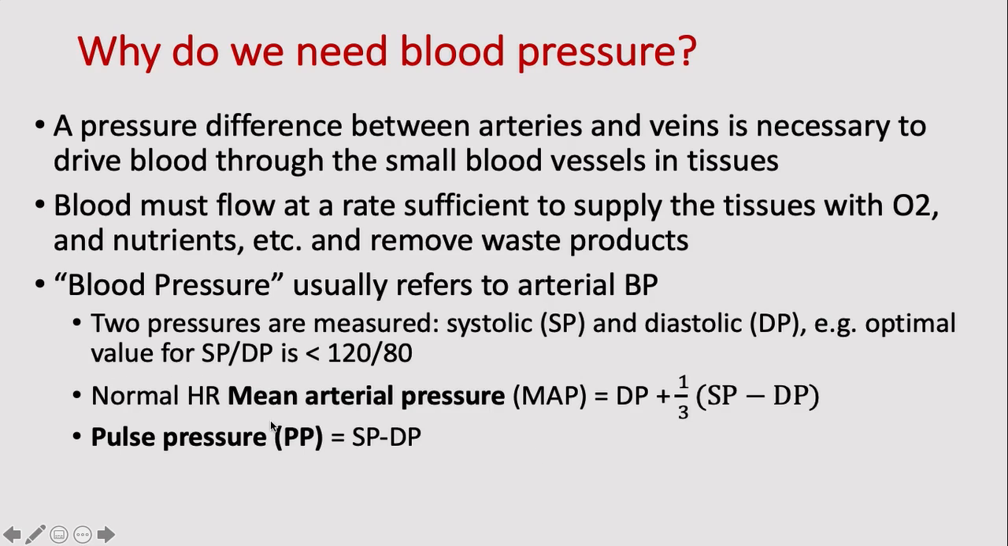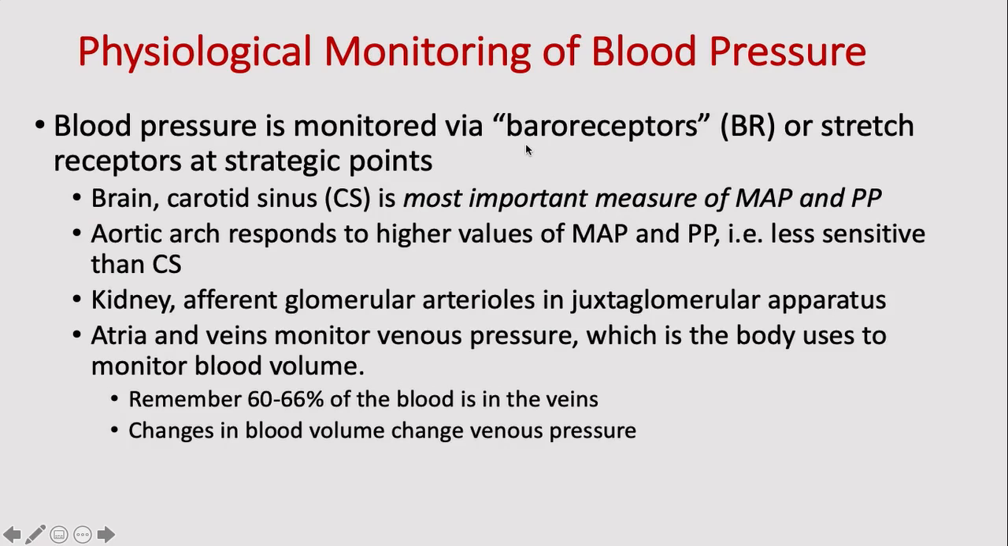There is a normal mean arterial pressure, which a lot of people use, especially if you go into intensive care. The mean arterial pressure usually has to stay above 65, and that's a calculation based off the diastolic and the systolic blood pressure. And then the pulse pressure is just the systolic pressure minus the diastolic pressure. Blood pressure is monitored again via baroreceptors or stretch receptors in the brain, carotid sinus, which the carotid sinus is the most important measure of mean arterial pressure, in the neck. So if you've ever heard of carotid massage to decrease heart rate, that's what you're doing there.